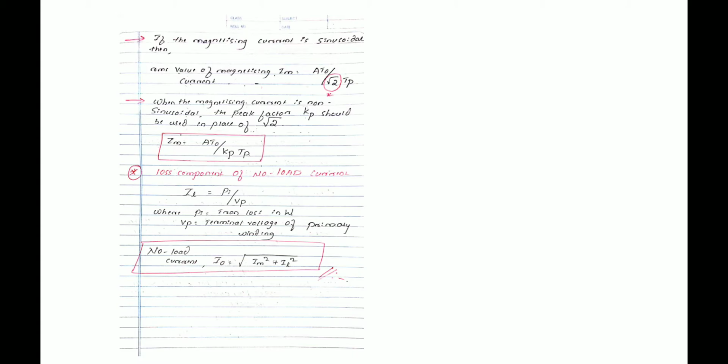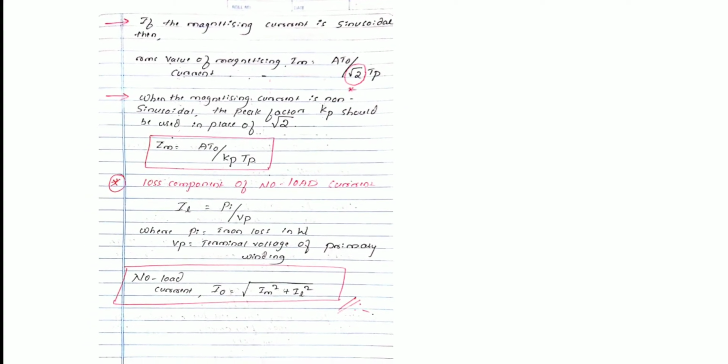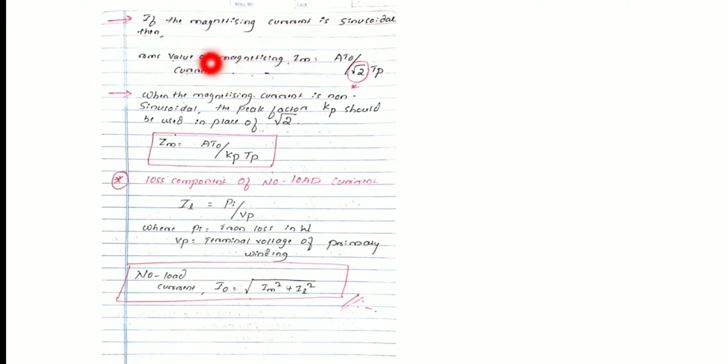Next, whatever magnetizing current we got, there are two cases. If the magnetizing current is sinusoidal, then we take the RMS value of the magnetizing current, that is Im equal to AT0 divided by root 2 TP. Suppose the magnetizing current is non-sinusoidal, then what to do? Instead of root 2, it is replaced with the peak factor Kp. So Im is equal to AT0 divided by Kp into Tp. Instead of root 2, I take Kp, only when the magnetizing current is non-sinusoidal. Getting my point? So this gives the magnetizing current Im.